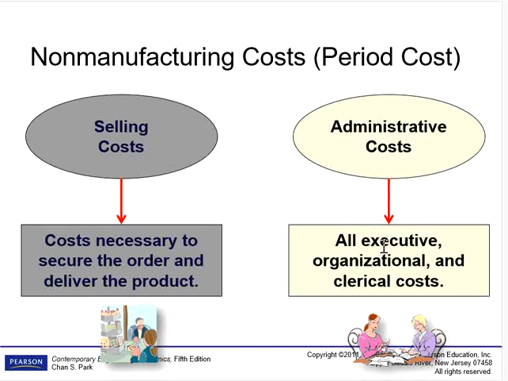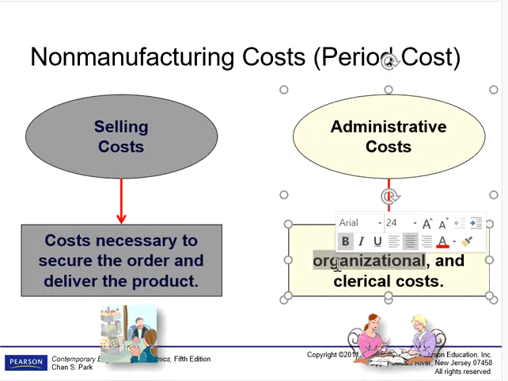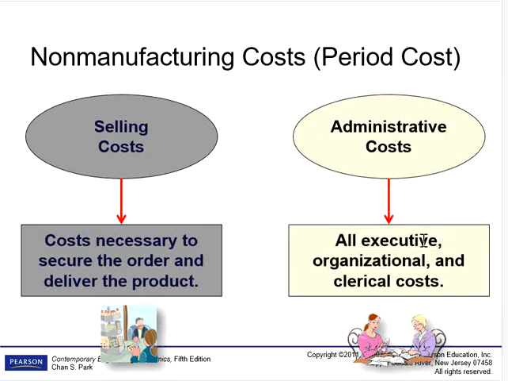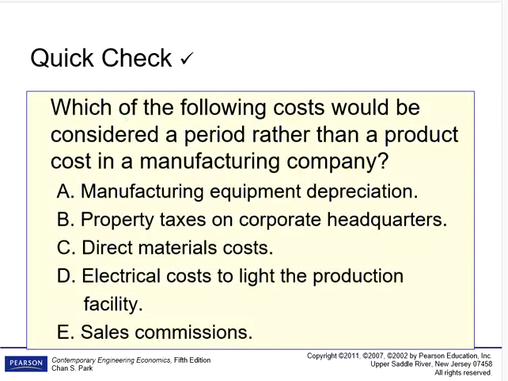Administrative cost, cost of executives, management of the company, board fees, CEO, accountant, purchasing department. So all these clerical costs, these are administrative costs. These are also important, but these are different types of classification. So again, same thing we have seen before: product cost and period costs, right? Now it's more clear.